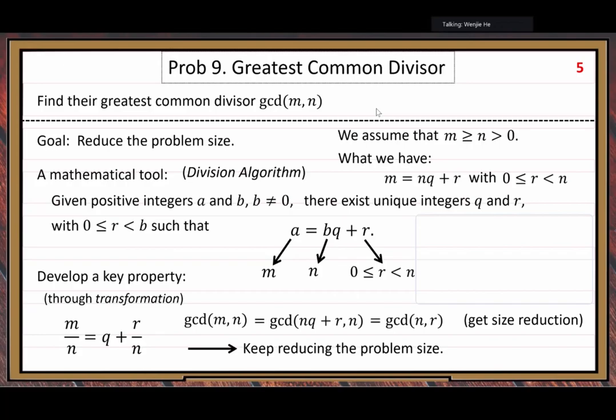And keep doing this. Eventually we will stop, right? Because you cannot do reduction forever. Every time your problem size is reduced, but your number is limited. The integer values are limited, so you cannot do reduction forever. So your algorithm will terminate eventually after a finite number of steps.